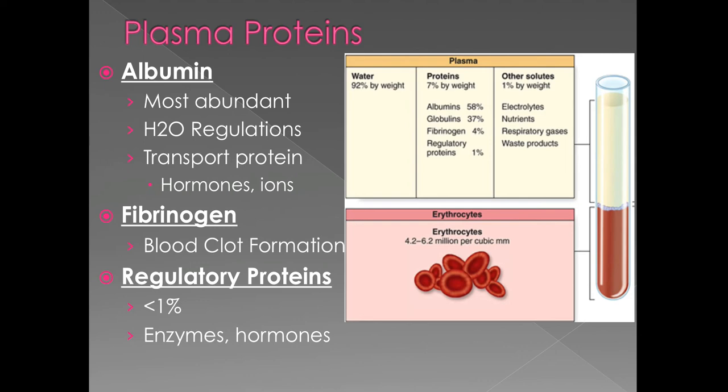Regulatory proteins are any sort of proteins that we find in the blood that are small, things like enzymes and hormones. And the reason why they're called regulatory proteins is that both enzymes and hormones affect metabolic processes of the cell. So less than 1% of the proteins in plasma affect cellular metabolism.